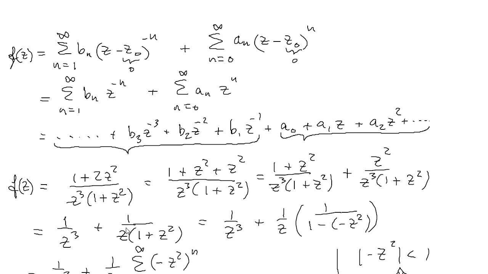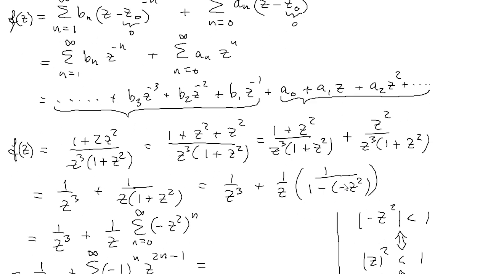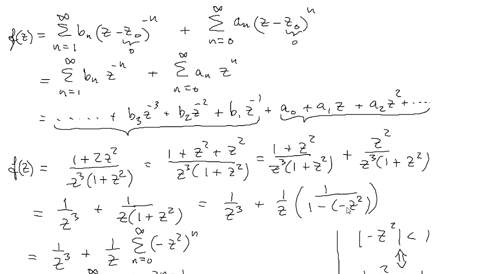Well, now you see that we are very close to a geometric series in this part, because this is just equal to 1 over z times 1 over 1 minus z square. This is just a trick I'm doing when I have plus here. I want it to be minus, because then this is just the sum of a geometric series with u equal to minus z square.